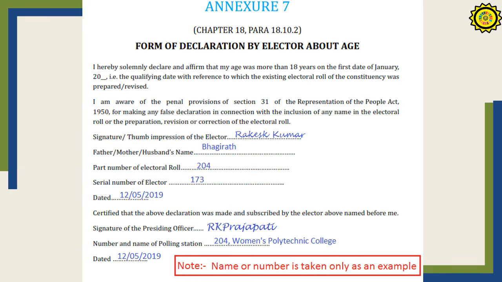Before obtaining the declaration from such elector, PO should inform him of the penal provision in Section 31 of the Representation of the People Act 1950 for making a false declaration, which is up to 1 year imprisonment or fine or both. Here, as an example, we have taken the person as Rakesh Kumar. His father's name is Bhagirath Kumar. Part number of electoral roll is 204. His serial number in electoral roll is 173 and date of poll is 12th May 2019. At the end, PO will put his or her signature and also write the date and name of polling station.